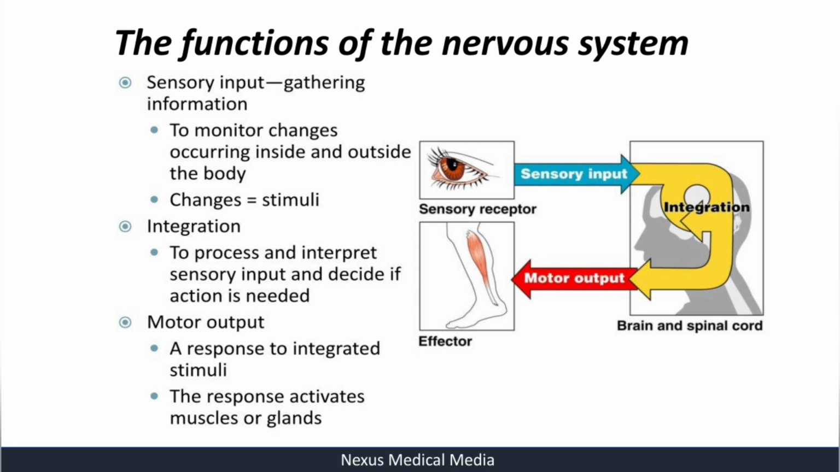The second function is integration. This is processing and interpreting the sensory input and deciding if the action is needed. If the action is needed, then we'll introduce the third function, the motor output. This is a response to integrated stimuli, and the response activates the muscles or glands, right?